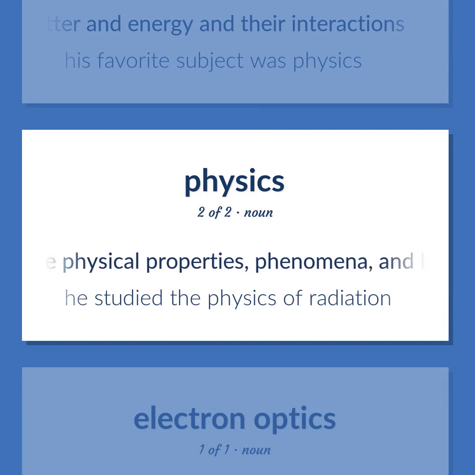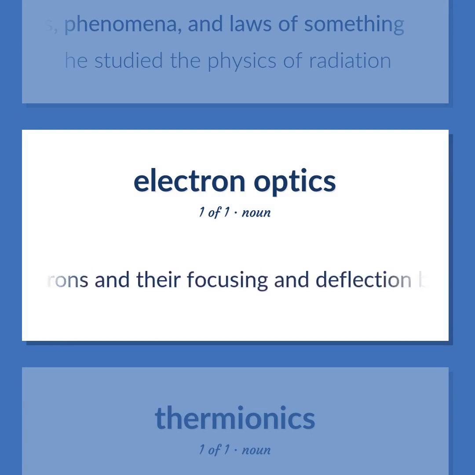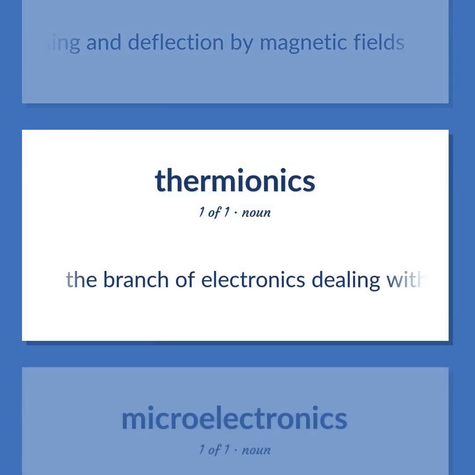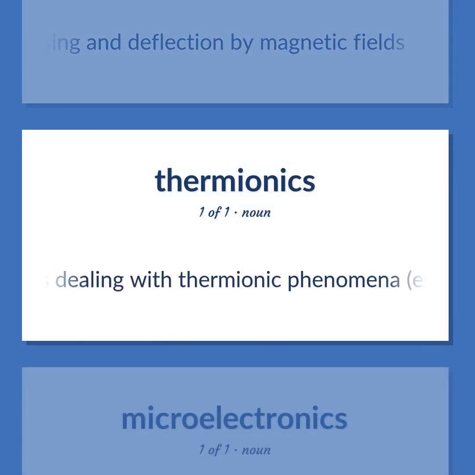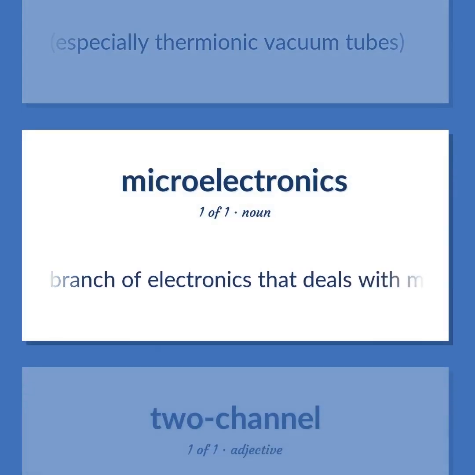The physical properties, phenomena, and laws of something. He studied the physics of radiation. The branch of electronics that deals with beams of electrons and their focusing and deflection by magnetic fields. The branch of electronics dealing with thermionic phenomena, especially thermionic vacuum tubes. The branch of electronics that deals with miniature components.